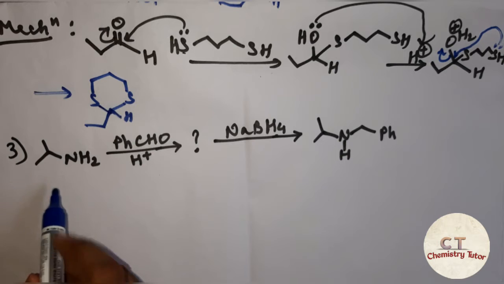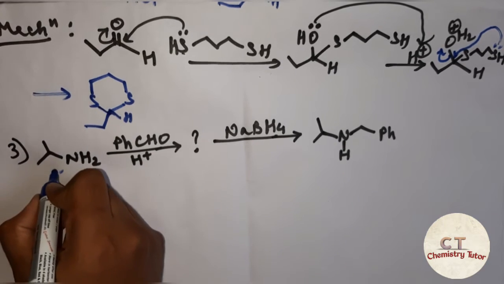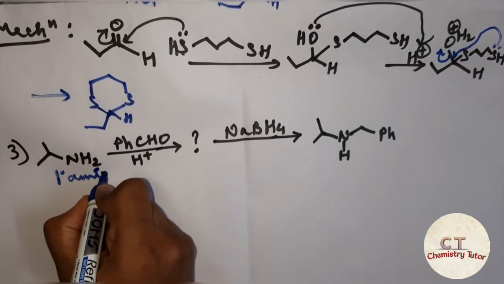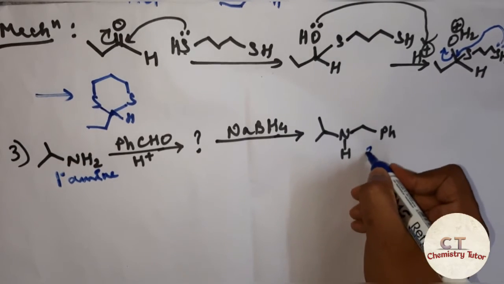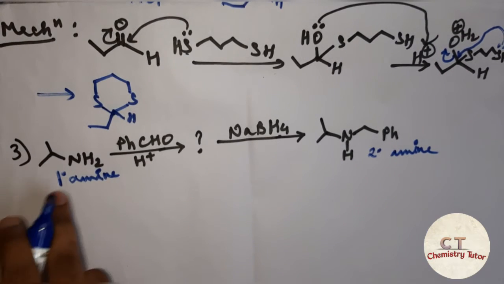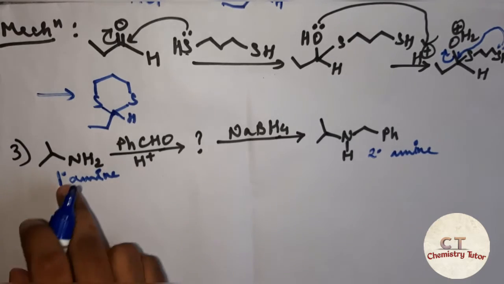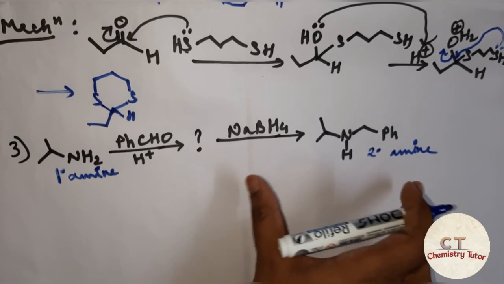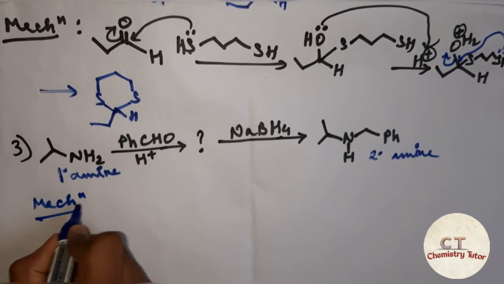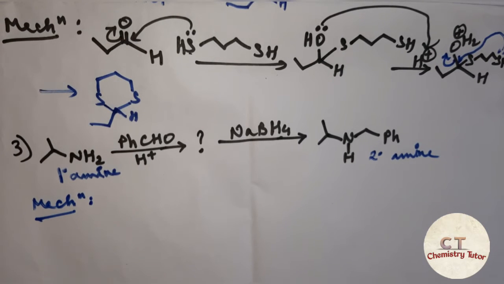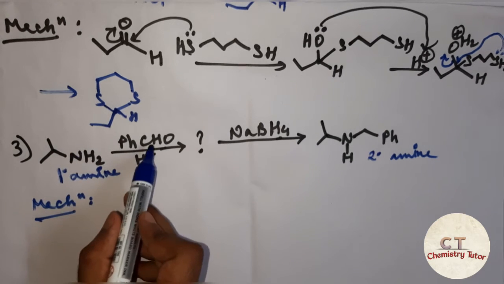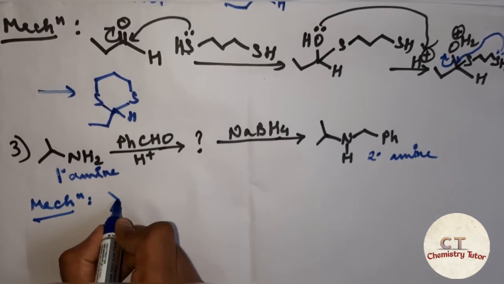Okay, this is a 1 degree amine, 1 degree amine, and the final product is 2 degree amine, right? So I will show the mechanism from 1 degree amine to the formation of this product, which is 2 degree amine. Firstly, what has been given in the question is the reaction of amine with aldehyde. Okay, let's do.